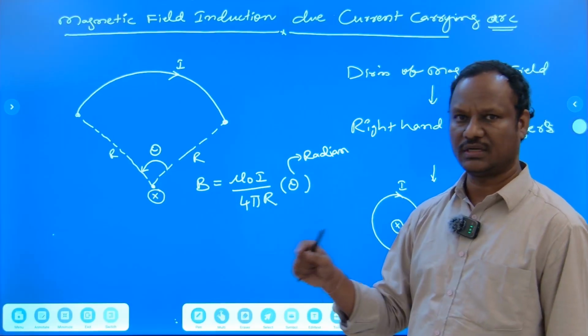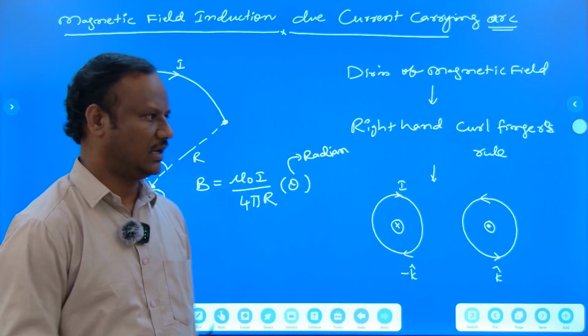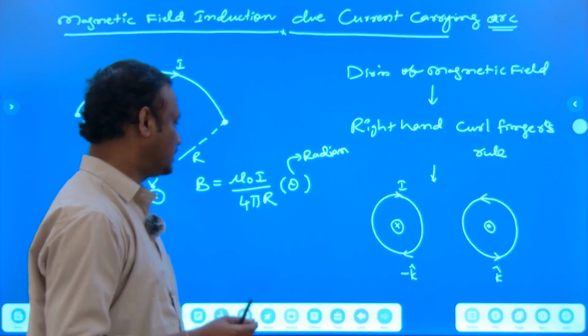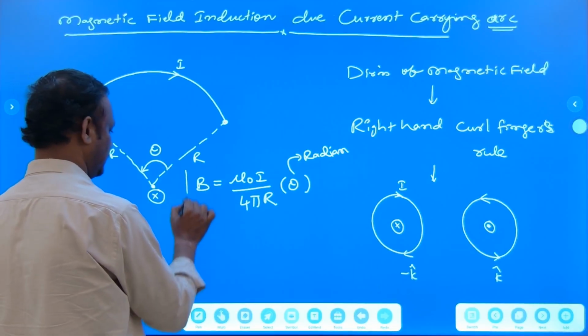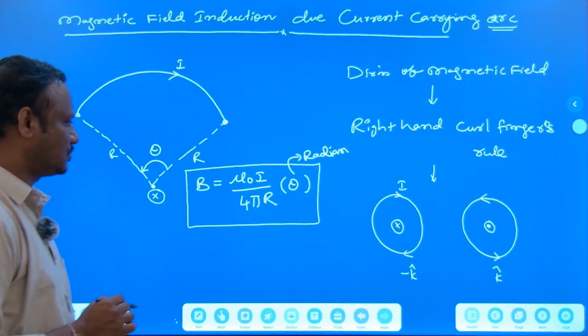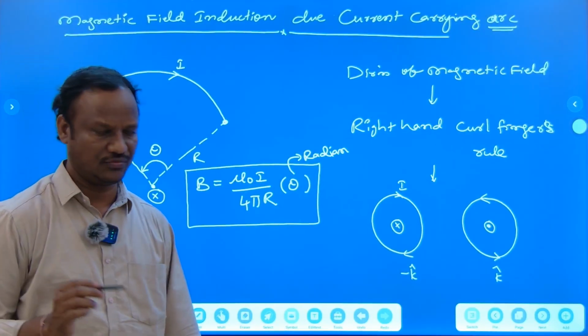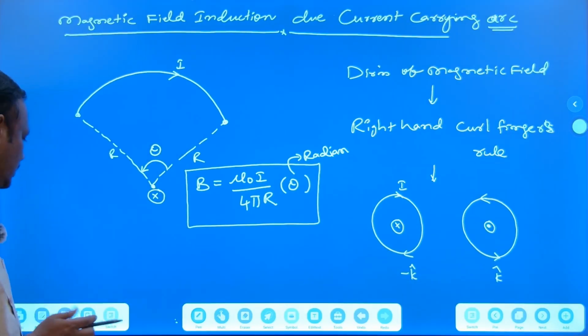So a wire is bent in different shapes, like a semicircle and straight wire. For all those cases, this is the principle. So what is the formula? B is equal to mu naught I by 4 pi r, where r is the radius. Let me check this one by one.